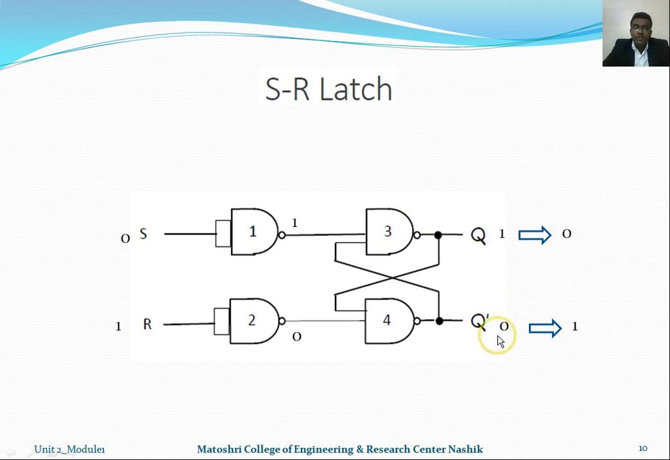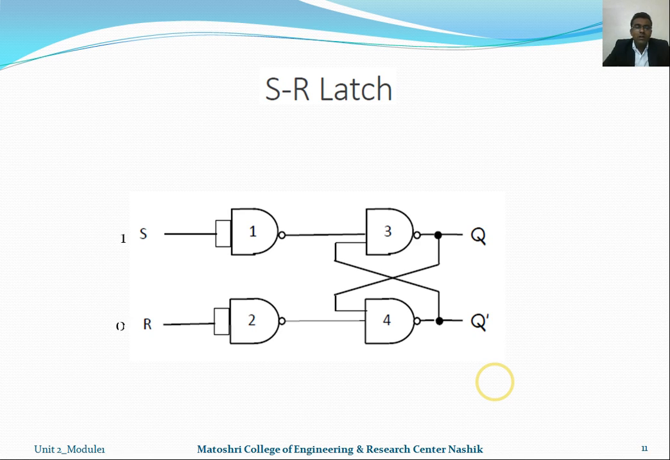In this way, previously the output Q value was 1 and Q complement value was 0, and if we apply the present input S equal to 0, R equal to 1, then the output changes from 1 to 0 in case of Q and 0 to 1 in case of Q complement. We call this condition, when the Q value is 0 and the Q complement value is 1, the reset output condition. Now let's move to another case.